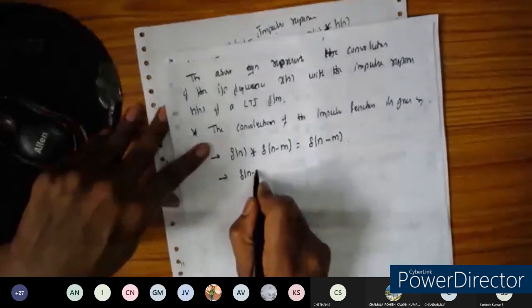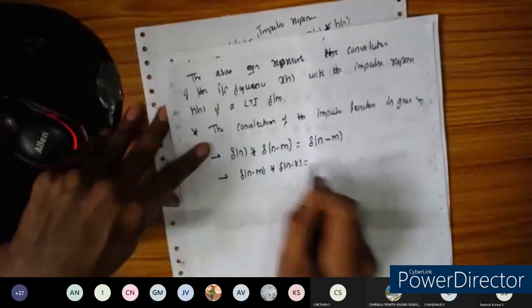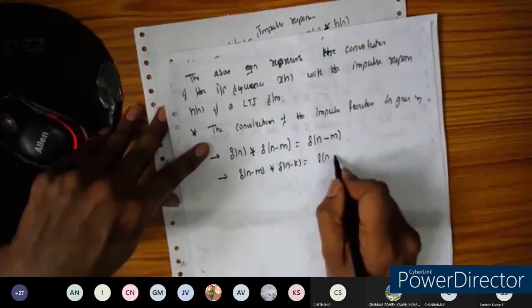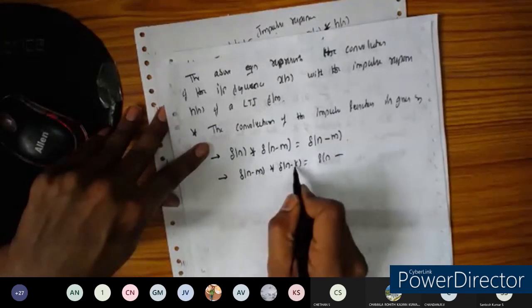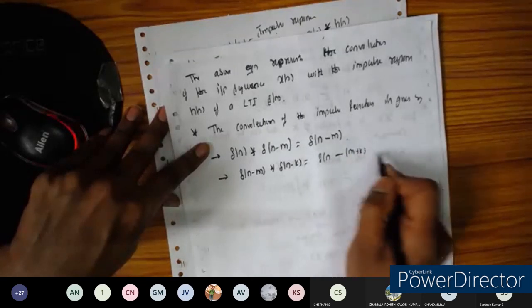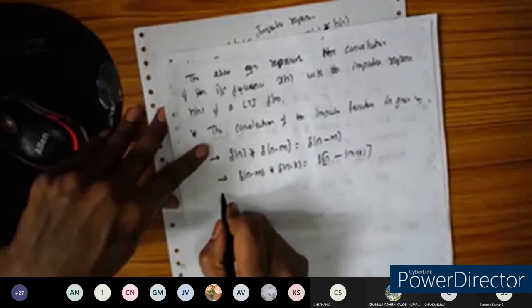The other kind of property is delta of n minus m convolved with delta of n minus k. Here delta of n convolved with delta of n is delta of n, and the minus is common, so we can take this as m plus k. Means we can add the delays, or take the difference of these sequences.